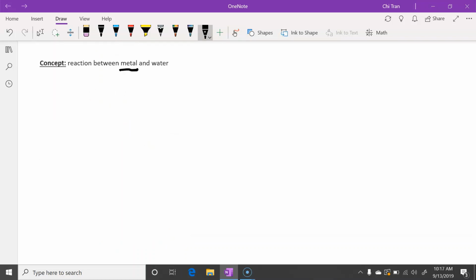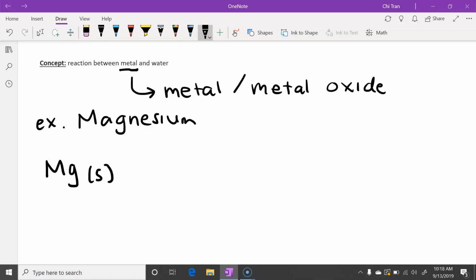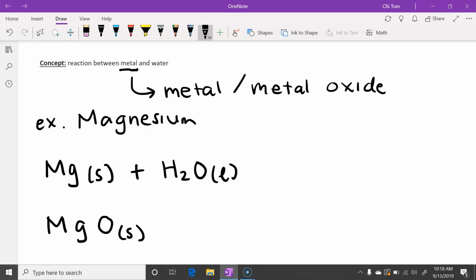So metal can come in two forms, so solid metal or a solid metal oxide, which is a compound between metal and oxygen. And we're going to use the example of magnesium here. So magnesium in solid metal is Mg(s), and magnesium oxide is going to be MgO(s) as well. And we're looking for the reaction with water, so we're going to add H2O, in the form of liquid, to both of these reactions.